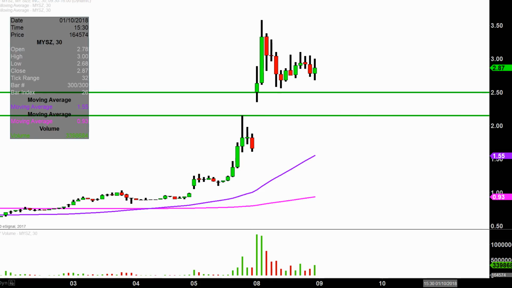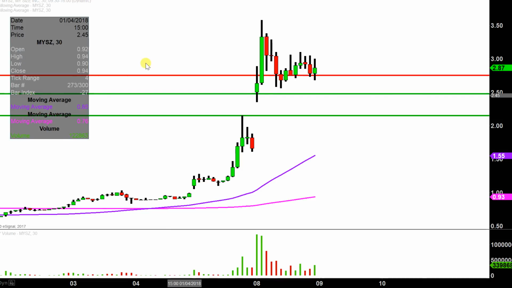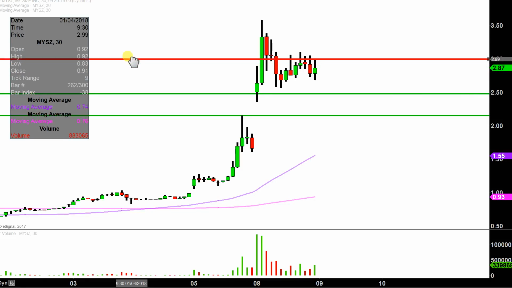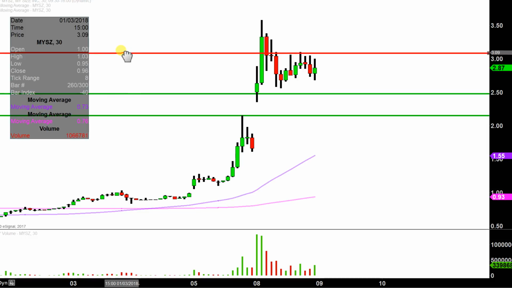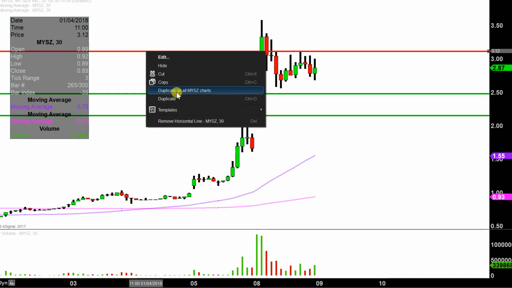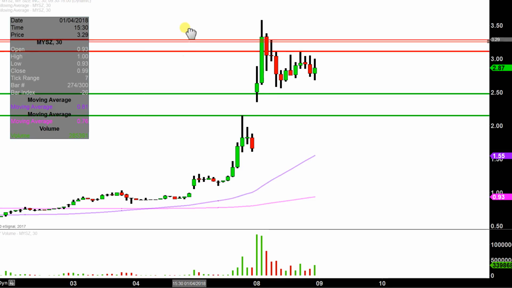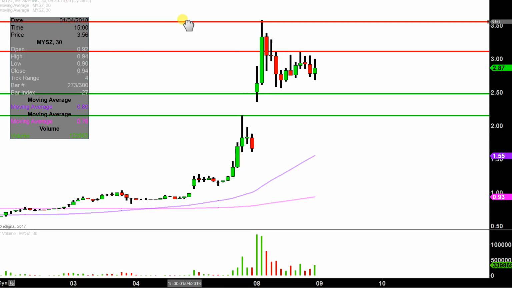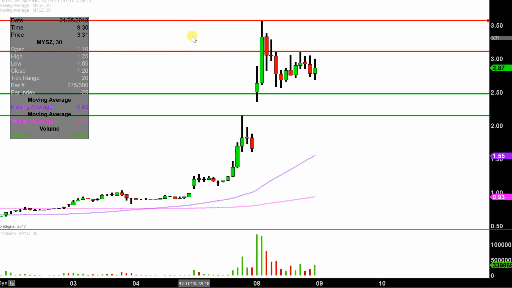What about areas of resistance? The first key area of resistance, which I would consider the shorter-term one, is the top of this little miniature channel that formed, right there at $3.10. If the bulls can push through 3.10, the next overall area is just where the party stopped today, up there at about $3.57. So all in all, no doubt about it, big volume today, nice price action. I'm sure there will be plenty of eyeballs on this one tomorrow, so we'll see how it unfolds.